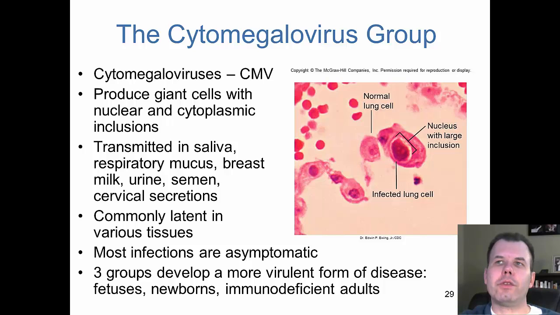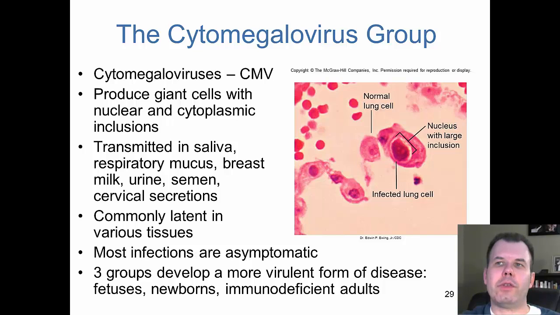Okay, another virus that's caused by herpes virus is CMV, and this is called cytomegalovirus. It produces giant cells with cytoplasmic inclusions. It's transmitted by saliva, respiratory mucus, breast milk, urine, semen, and cervical secretions, so it's transmitted through bodily fluids. It's commonly latent in various tissues, and most infections are asymptomatic. So most people have this and never have any idea that they have this virus in them.